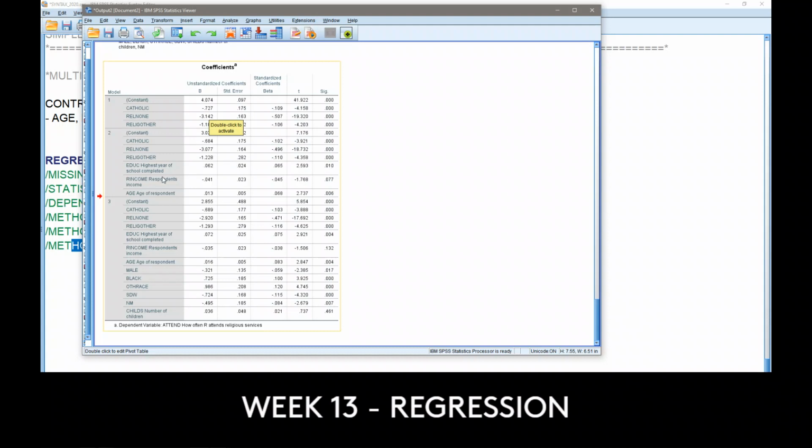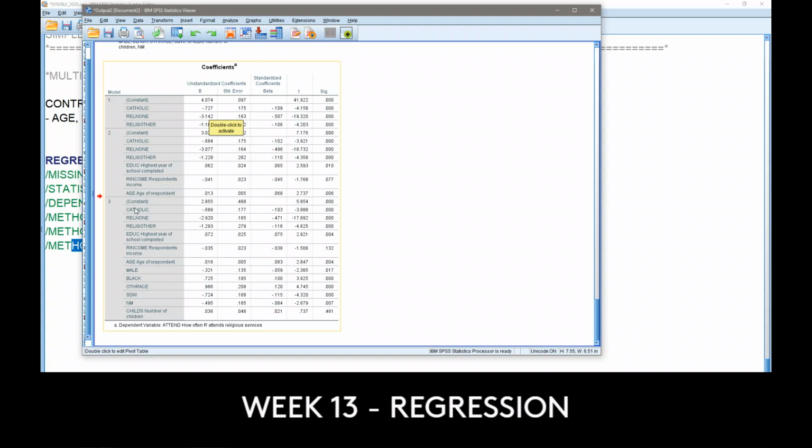Okay. Now let's look at income. There is a negative coefficient here. So for each unit increase in income, there is an associated 0.04 unit decrease in religious attendance, and that is statistically significant at the 0.10 level. So what this means is that more income is associated with less religious attendance when you're accounting for everything in this model.